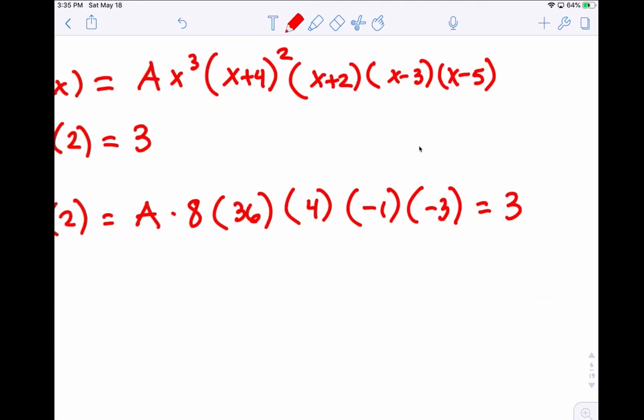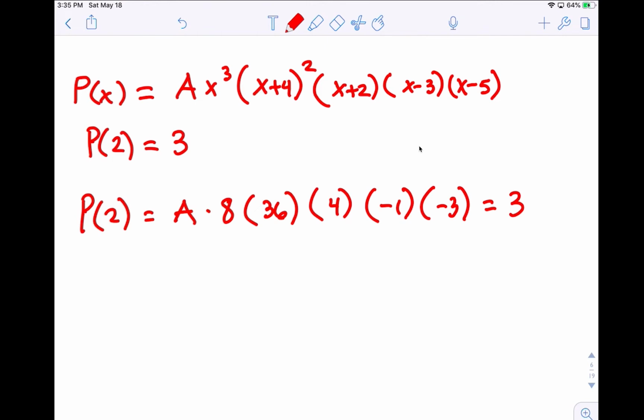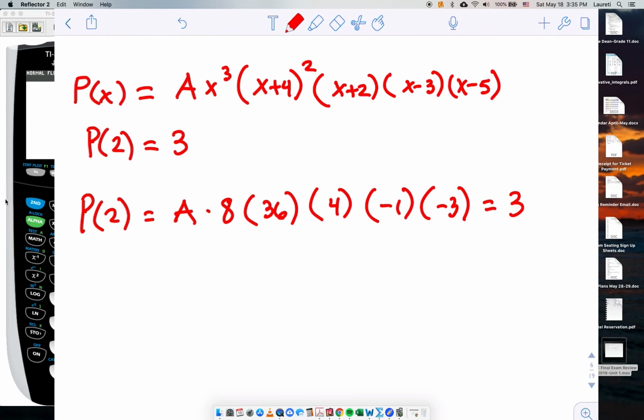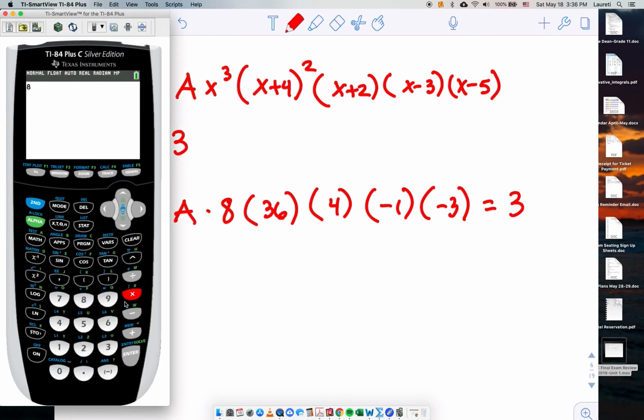Okay, so that's a lot of numbers. So what I'm going to do is I'm going to use the calculator to figure this out. So I have 8 times 36 times 4 times -1 times -3. And that is 3,456, which I'm sure you guys did in your head. 3,456 a, which is equal to 3.